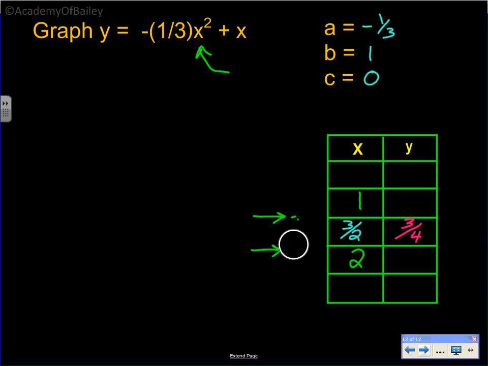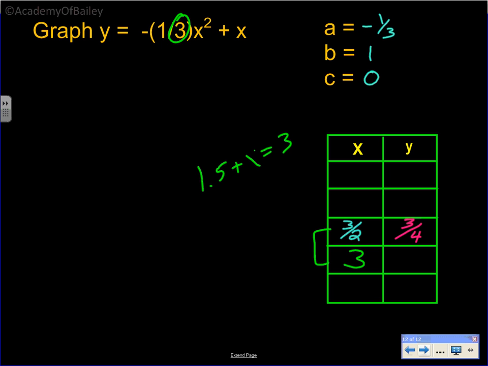So let me think here. Let's go back to what I told you in the last one. The denominator was 3. So we need multiples of 3. Well, what are you thinking? Well, I'm thinking 3 is a multiple of 3, right? So how far away from the vertex of 3/2 is 3? Well, we know 3/2 is 1.5. So what number do we need to add to it to get 3?